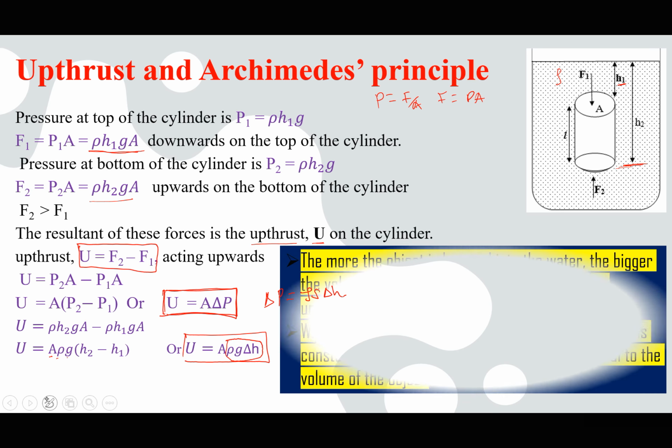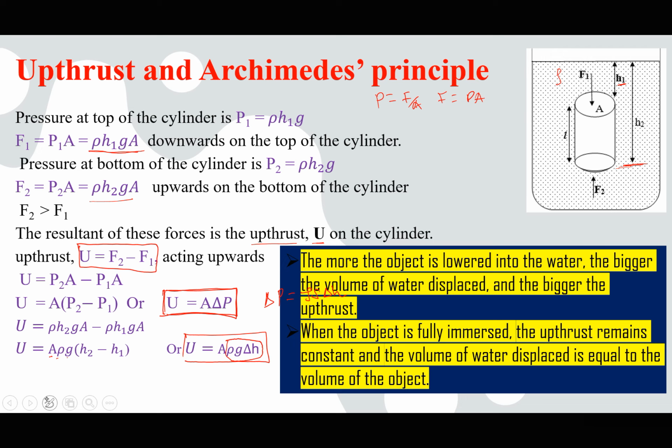Some of the things we need to note here. The more the object is lowered into the liquid, the bigger the volume of water displaced and the bigger the upthrust. If the object was partially submerged, for example, the object was just submerged, in that case, if we push it further, the upthrust increases. But when the object is fully submerged, the upthrust does not increase any further, it remains constant.